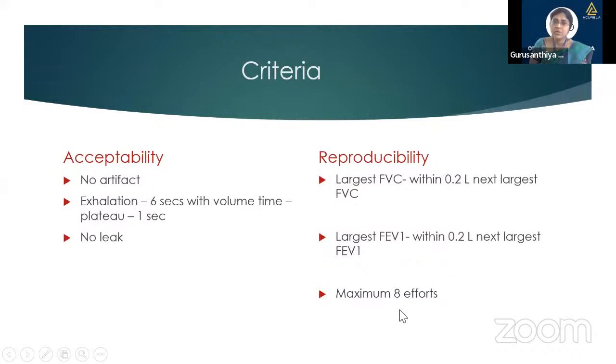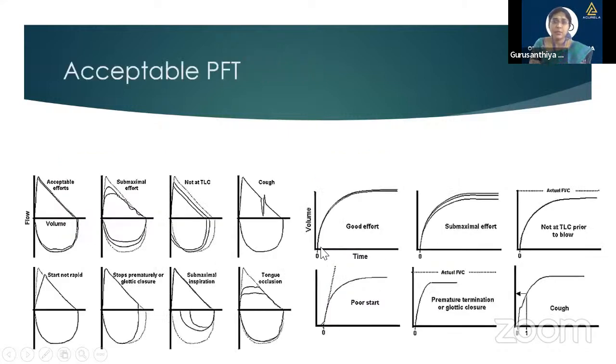You ask the patient to do a maximum of 8 efforts. After 8 efforts, the patient may become fatigued to do a deep inspiration and expiration maneuver, and the patient may end with a sub-maximal effort as you see in this pulmonary tracing. So you do not ask the patient to do it more than 8 times. If the reproducibility criteria is not met, you give some time and repeat the pulmonary function test until you are able to get a reproducible figure like this.